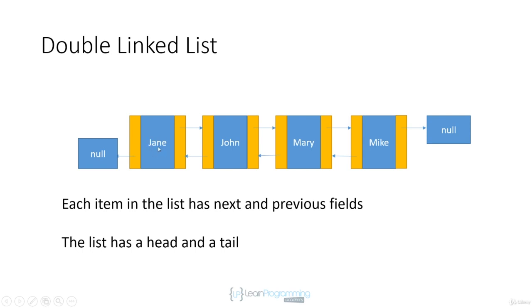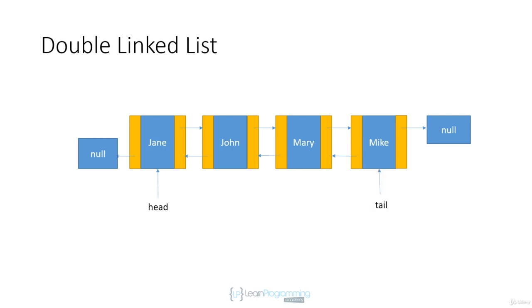And as you can see, for the first item in the list, the previous field will point to null, and the last item in the list, the next field will point to null, just like it does with singly linked lists. And as I said, this time we have references to the head and the tail. So in this list, Jane would be the head node and Mike would be the tail node. And so we can traverse the list from head to tail, or from tail to head. And this time, if we want to insert or remove a node from the end of the list, we can do it in constant time because we have a reference to the tail of the list.